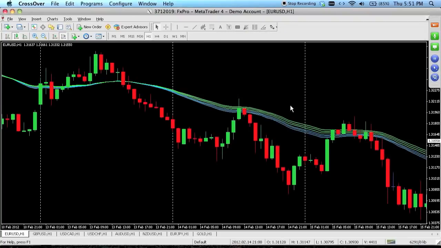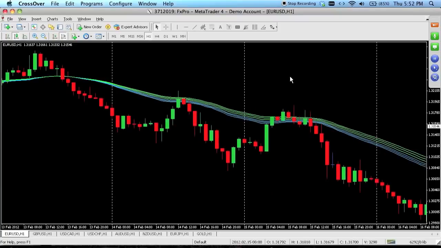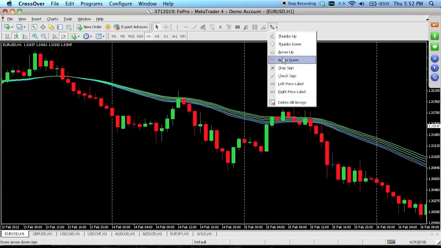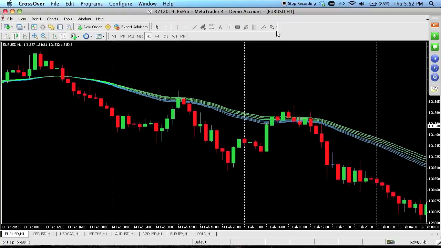Okay, now here is an example of a trade that did not work. When I say did not work, it does not necessarily mean a loss. Okay, let's take a look.